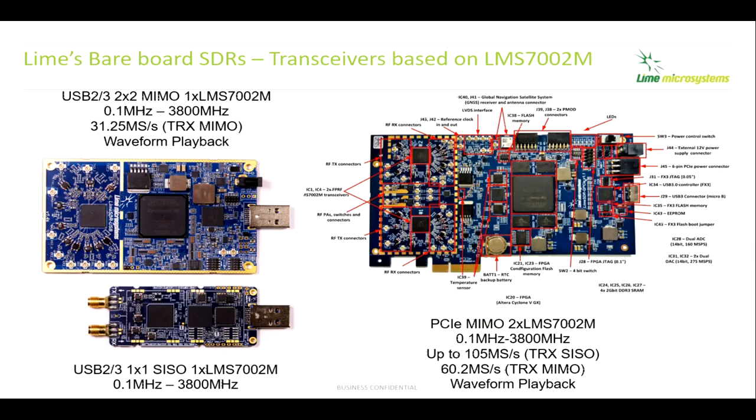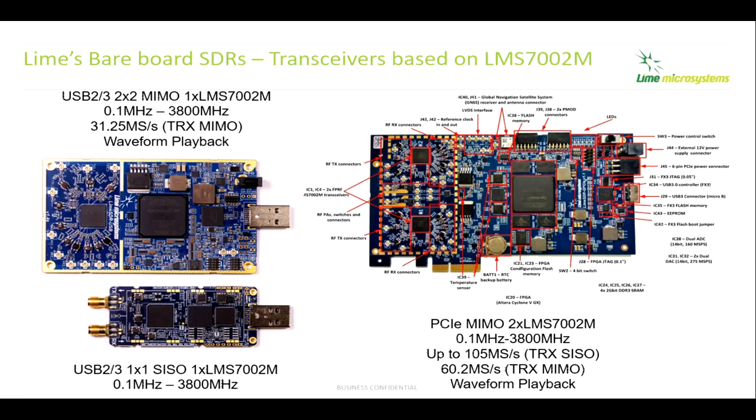So, for example, we have both USB and PCIe products, and I'm not really into bashing the competitors. They each have their own value. But the main limitation on USB is the amount of traffic you can actually get down the USB cable. So typically for USB 3, you're looking at about 30 megasamples per second for MIMO transmit and receive. So that kind of sets the maximum speed for the hardware.